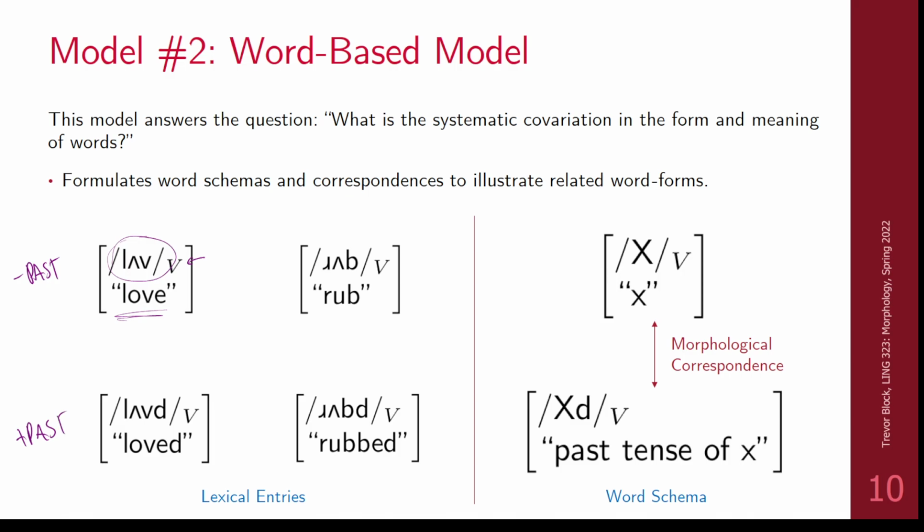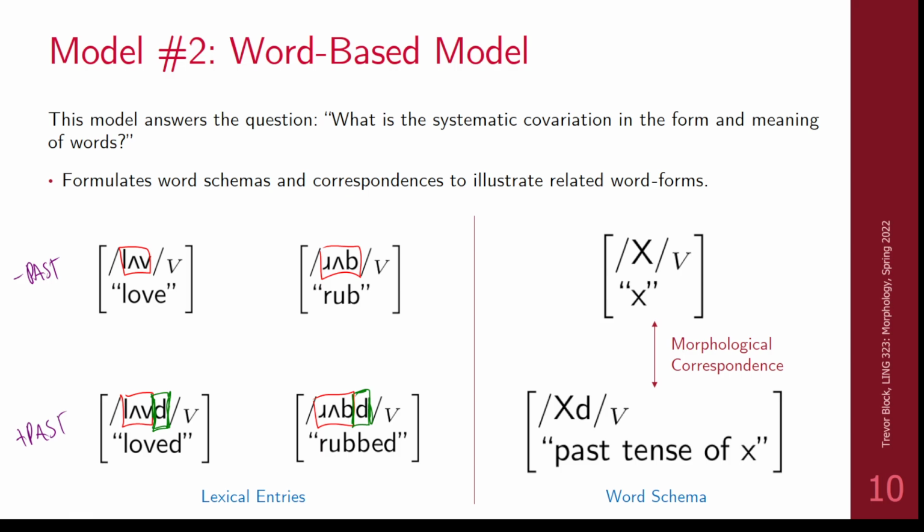So when we take a look at these, we're looking for similarities. Let me get rid of these circles and actually just do some underlining here. If we take love and loved, the similar bit is love. If we take rub and rubbed, the similar bit is rub. Now, if we take a look at both of these patterns, we notice the same thing. In each of the past tense forms, there's this extra sound. So what we can do is create a general word schema.